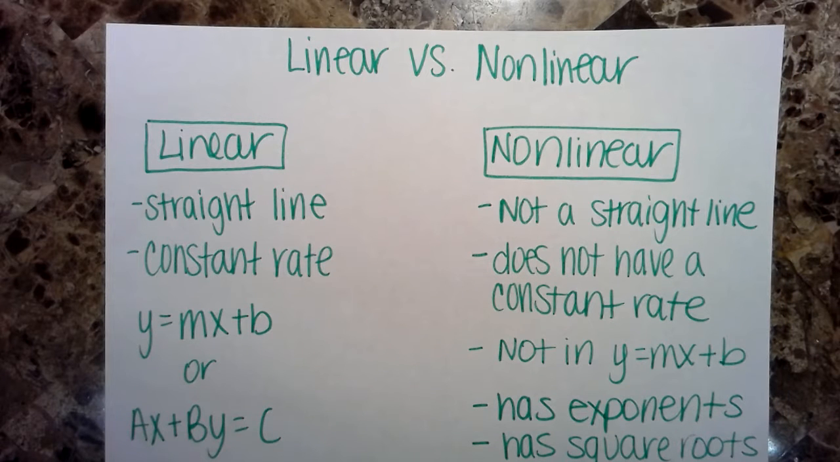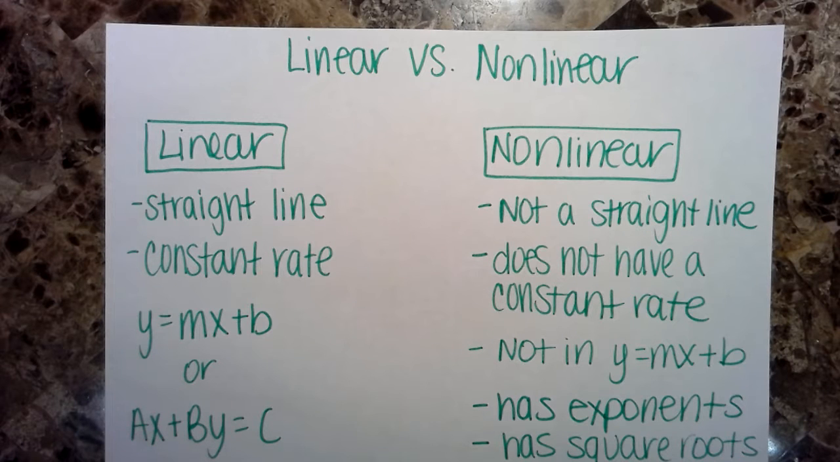So today we're going to be talking about the difference between linear versus nonlinear. Linear is going to mean that it's a straight line. It could be horizontal, vertical, or diagonal. And linear also is going to have a constant rate. So that means that the values go up by the same amount in the x's, and then they also go up the same or down the same amount in the y's.